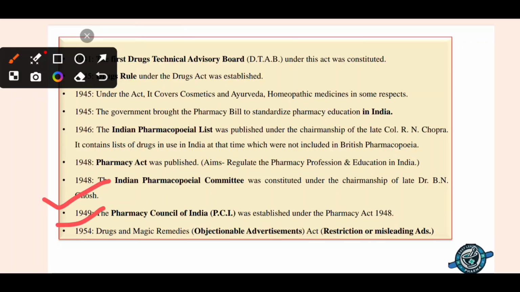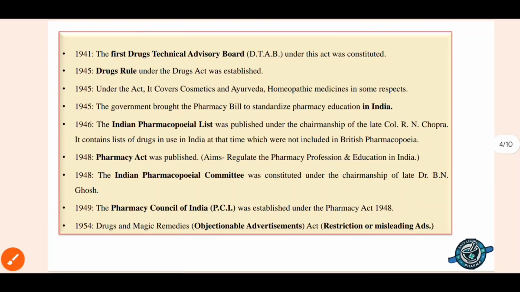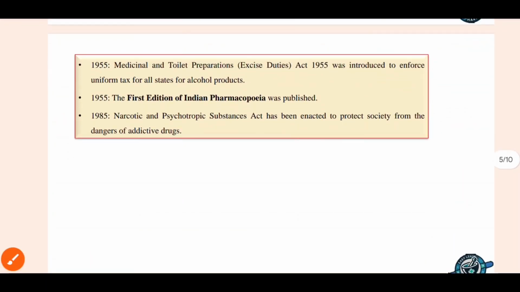Okay, and to prevent such misleading advertisements, or to restrict such advertisements, the Government of India established an act, that is the Drugs and Magic Remedies Act. Okay, this act restricts misleading or objectionable advertisements. Clear? And the next one is 1955.